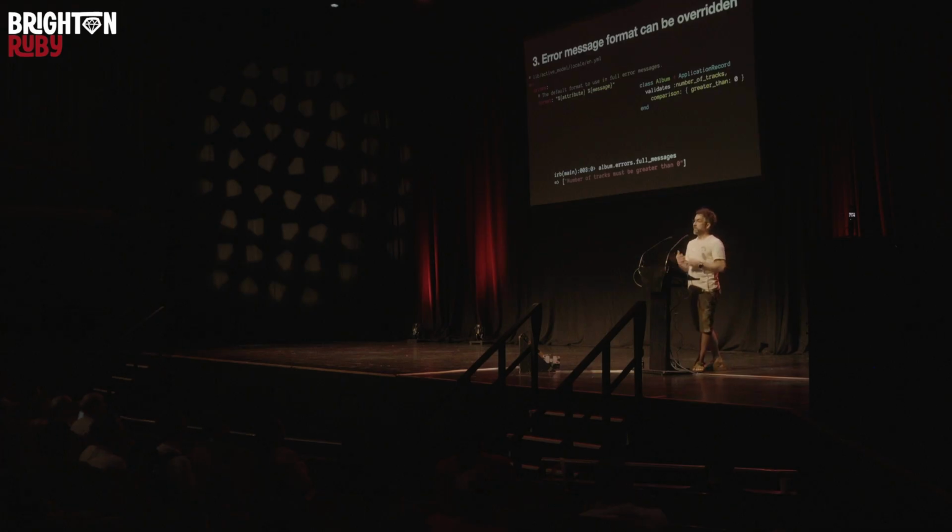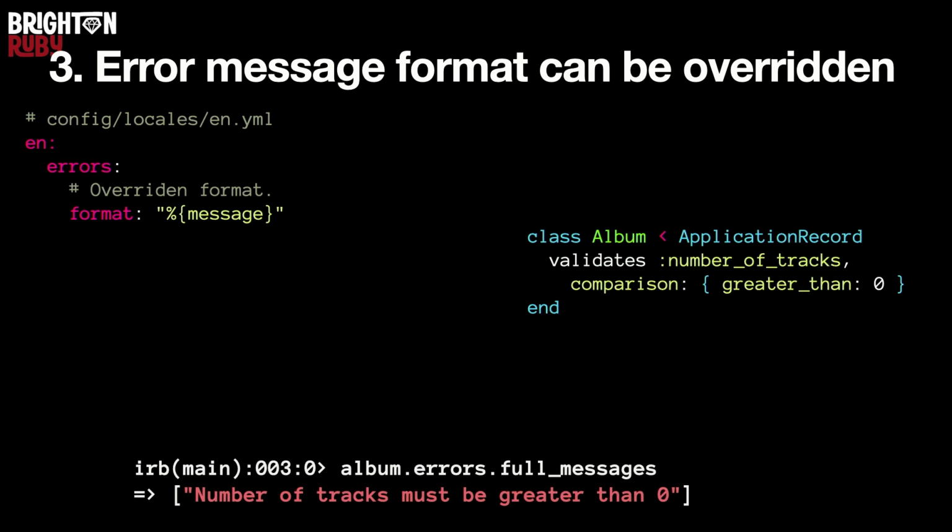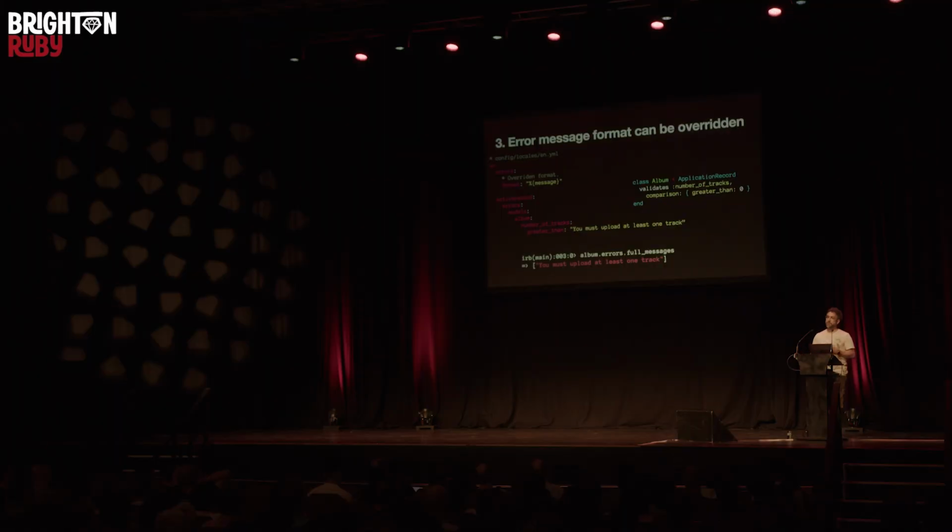When I start a new Rails app, one of the things I will tend to do at the start is override this format and drop the attribute prefix. So this frees me up to write much more expressive error messages without that constraint. So instead of something like number of tracks must be greater than 0, we can say you must upload at least 1 track to your album.